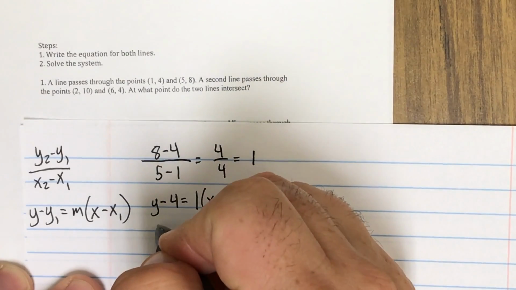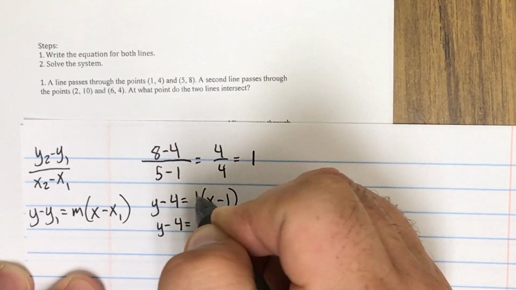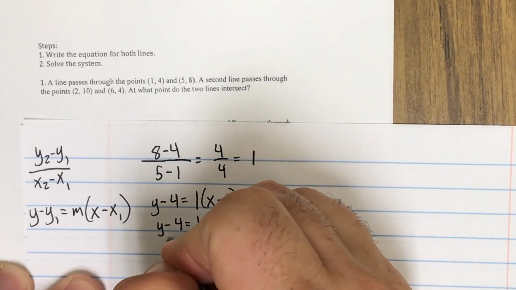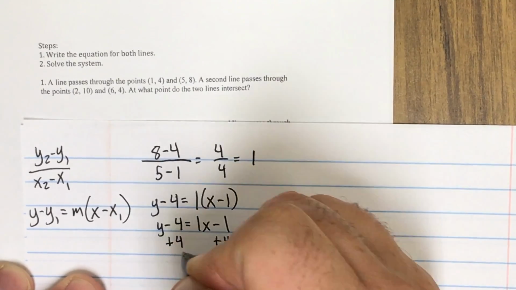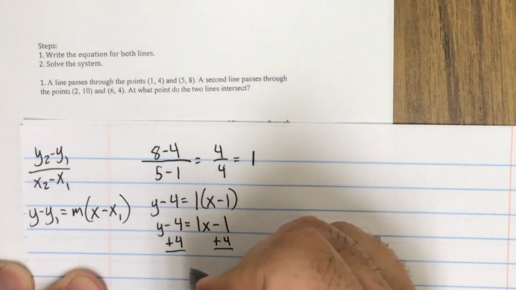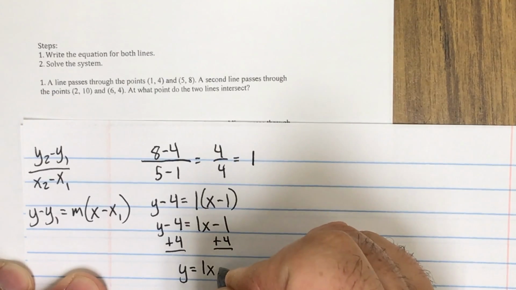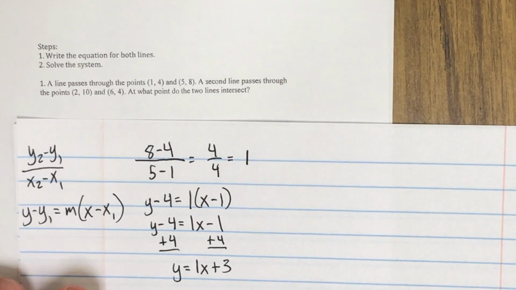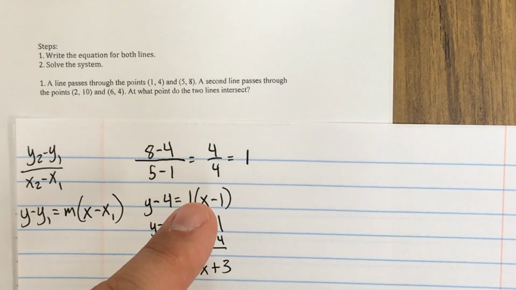Now I want to distribute the 1, so 1 times x will give me 1x. 1 times negative 1 will give me negative 1. So I've eliminated the parentheses, and now I want to move the constant away. Now we're going to write our equation. y equals 1x plus 3. So there is the first equation. And there's how you find the slope and then use that slope in the point slope formula.